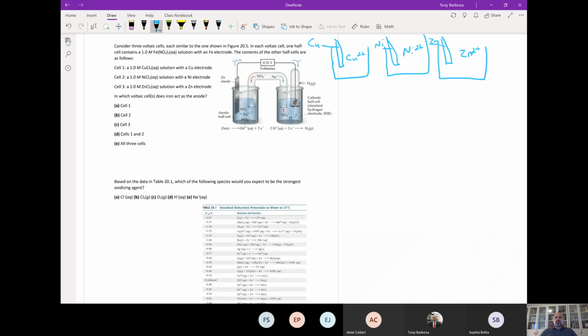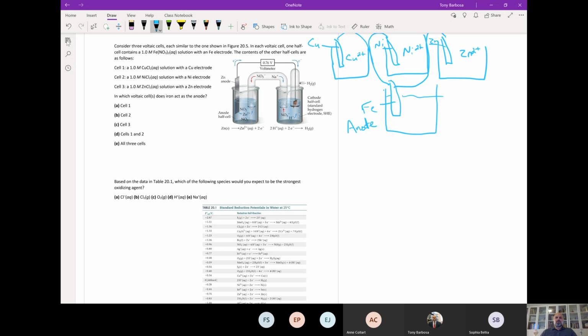All right, and we're trying to figure out, we have an iron electrode here. And we're trying to figure out which of these, when they're connected, whether that one or that one or that one, where the iron is going to act as the anode. So these are obviously going to need to act as the cathode.